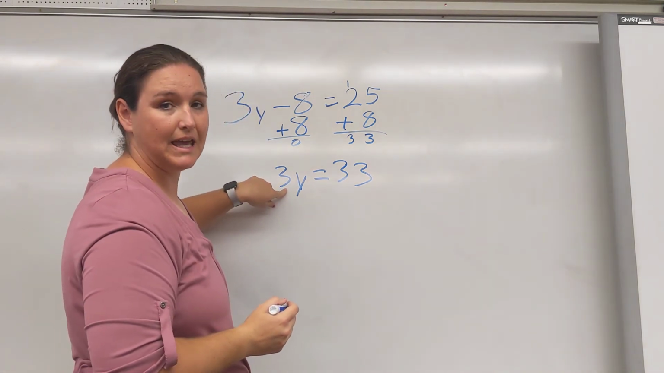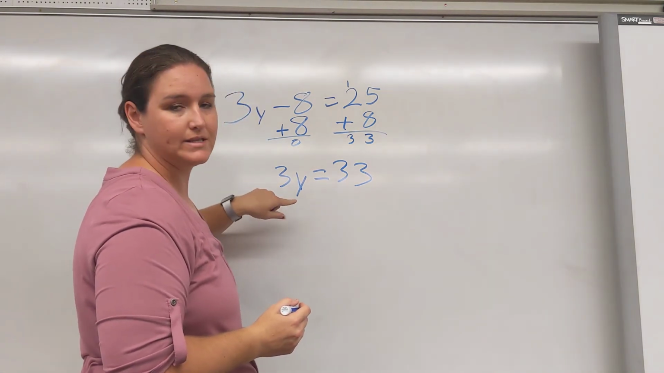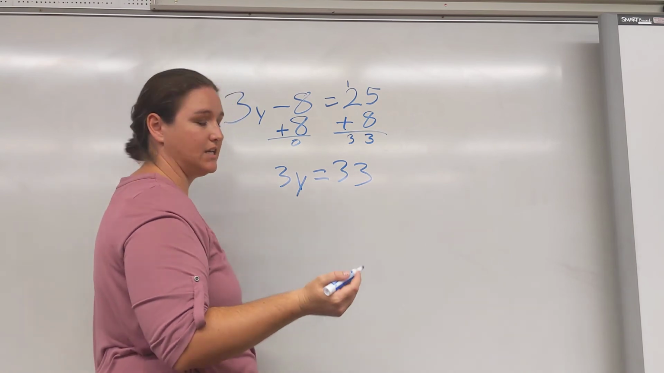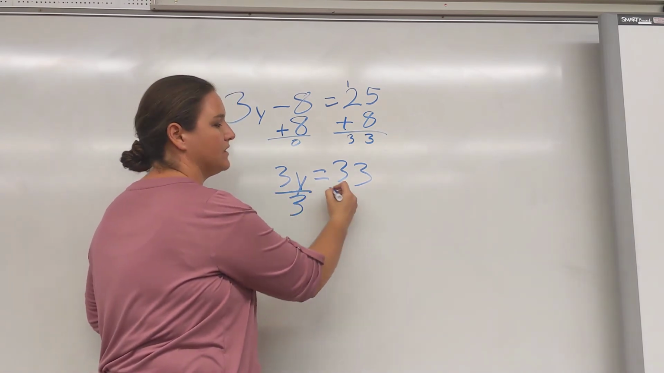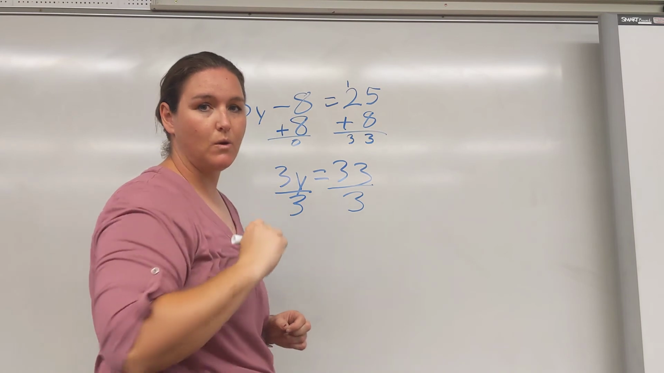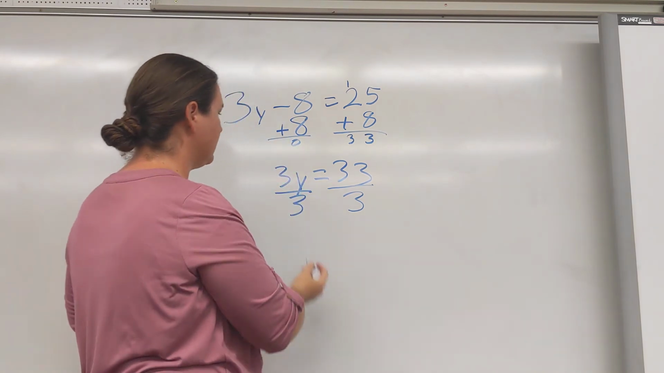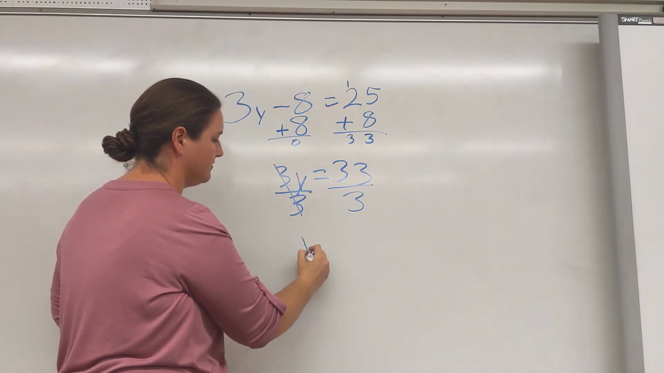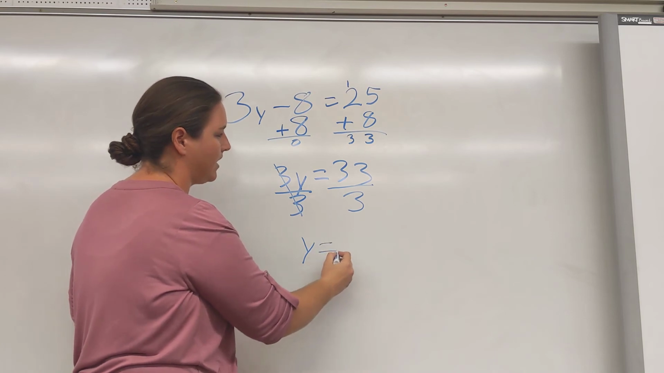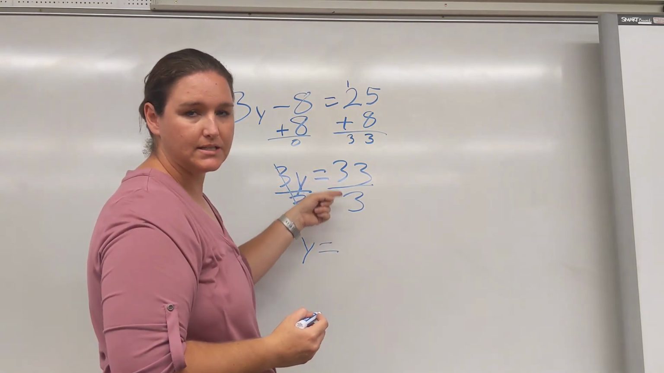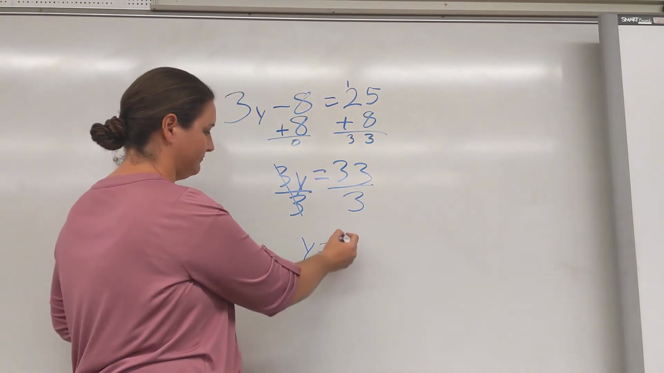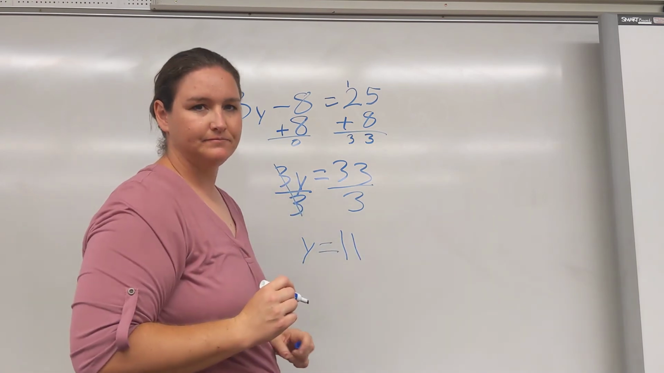This is multiplication. What is the inverse of multiplication? Division. What we do to one side, we do to the other side. These cancel, leaving us with a y. What is 33 divided by 3? 11. Good.